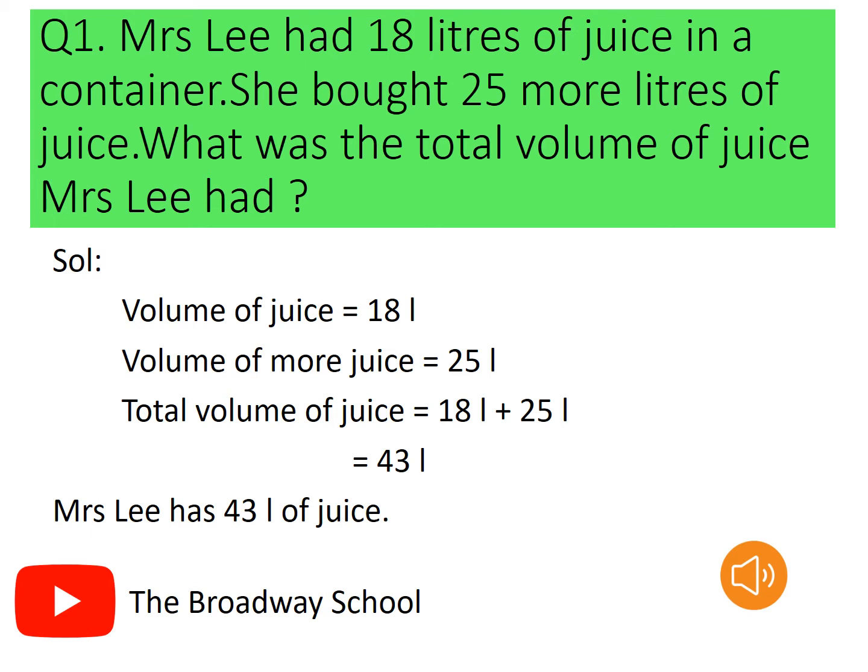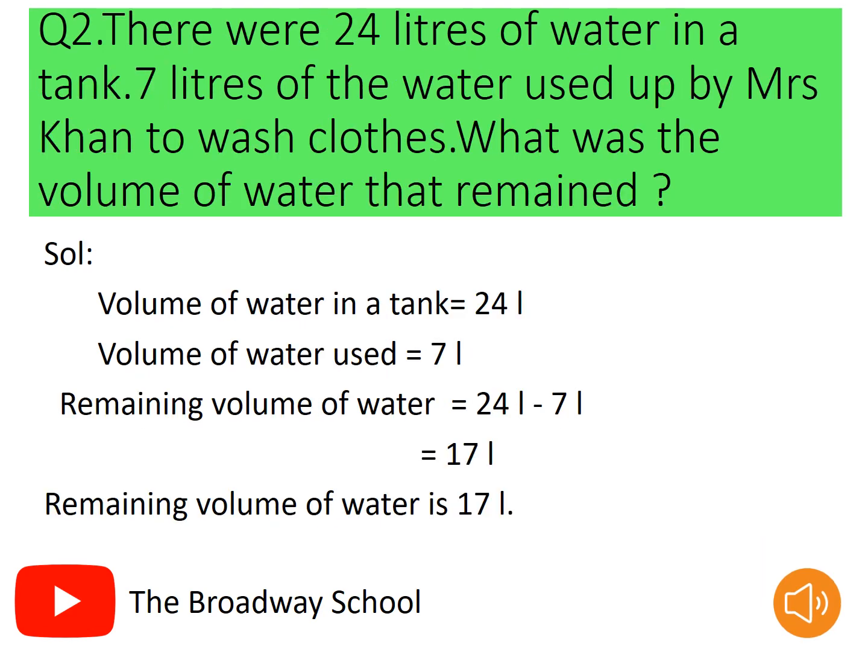And your final statement will be Mrs. Lee has 43 liters of juice. Question number 2. There were 24 liters of water in a tank. 7 liters of the water were used up by Mrs. Khan to wash clothes. What was the volume of water that remained? So after reading the question, we get to know that we need to subtract in this question. We are going to do subtraction in this question.